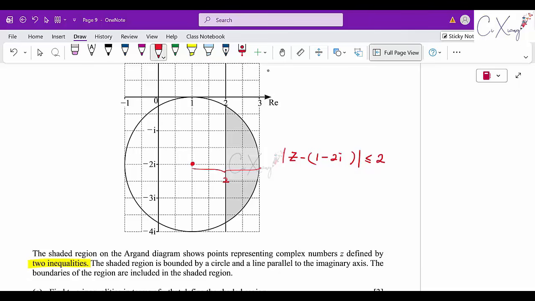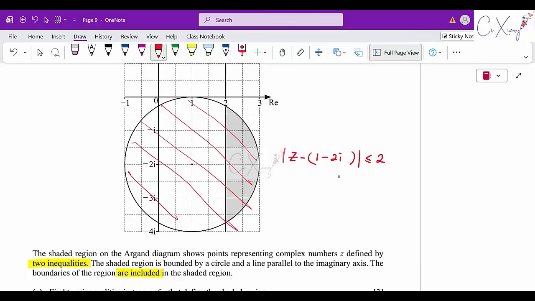The reason there's an equal sign here is that in this question, they did mention the boundaries of the region are included. Included means that the line is a solid line. Since it's included, we should have the equal sign here in the shaded region. Then after that, what is another inequality that we have? When I write out this particular inequality, it denotes the whole area, this part.